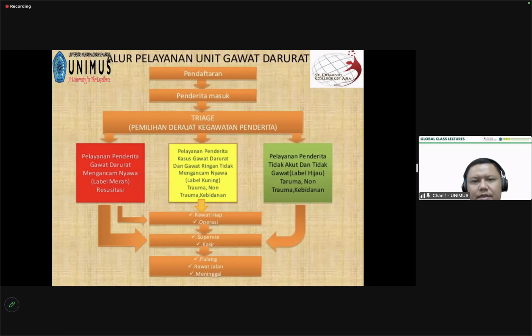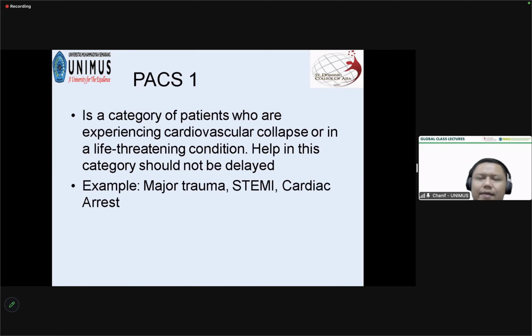We try to learn about the first model, which is PACS. How about PACS 1? Patient Acuity Category Scale, Singapore. This model is from Singapore. Some hospitals in Indonesia use this model.